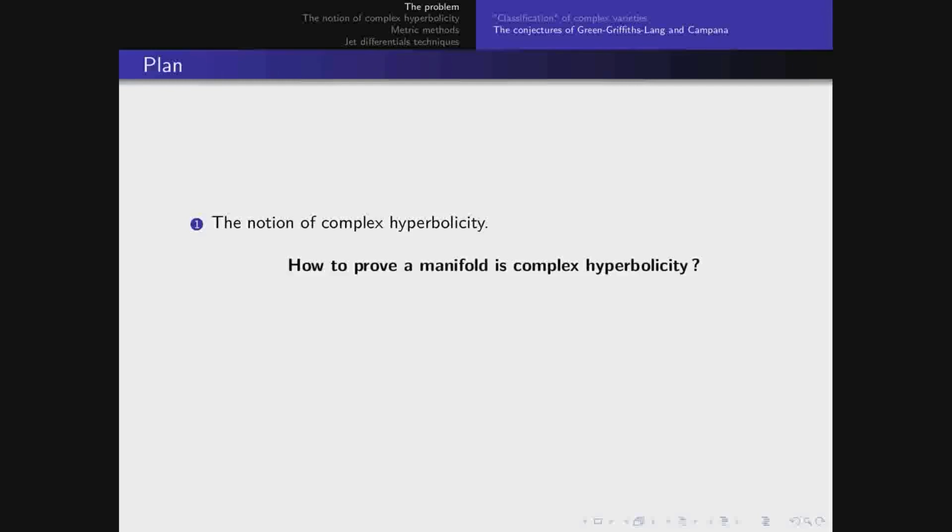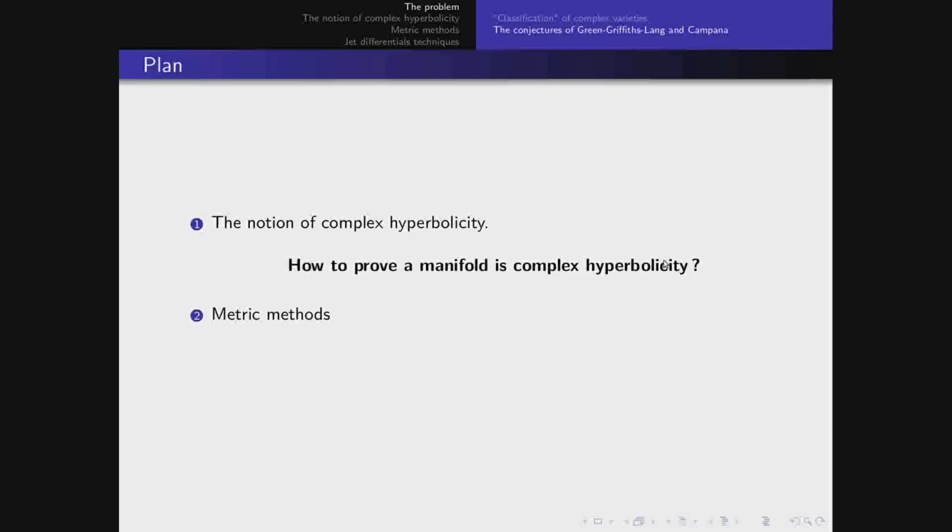So, what is the plan of what I will explain now? Well, first I will tell you precisely what we mean by complex hyperbolicity, and morally it's the fact that a given manifold doesn't admit too many entire curves. And now I will explain after that different techniques to prove that a given manifold is complex hyperbolic. Oh, sorry, there is a typo here. I meant how to prove that a manifold is complex hyperbolic.